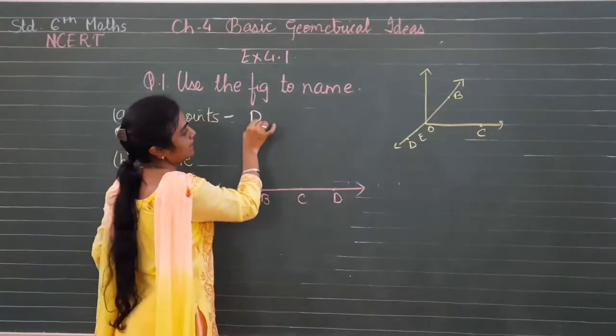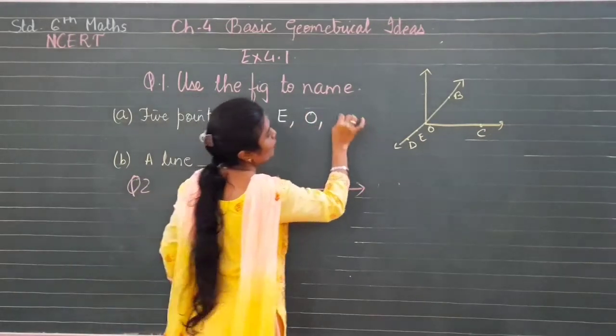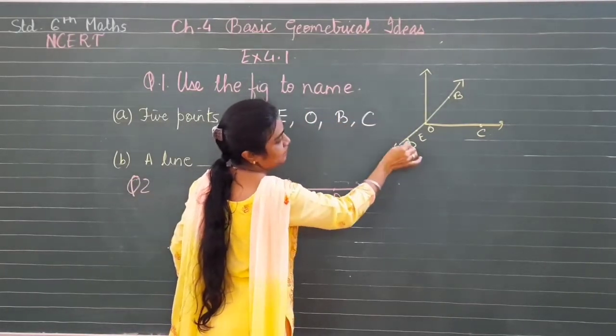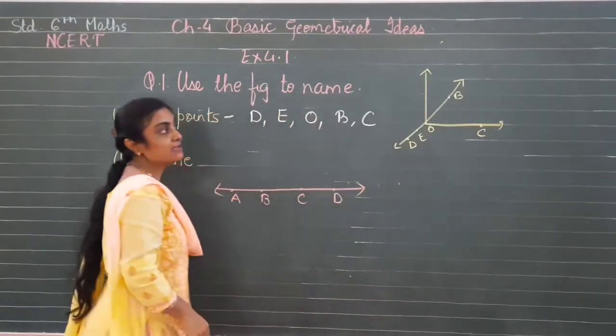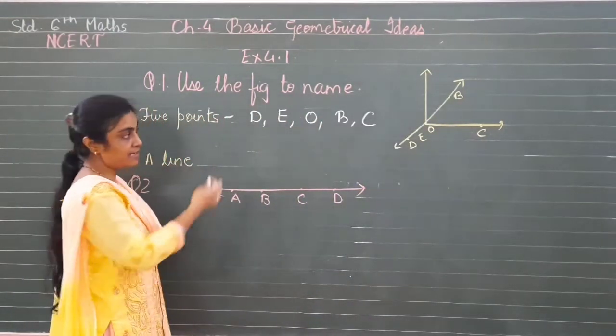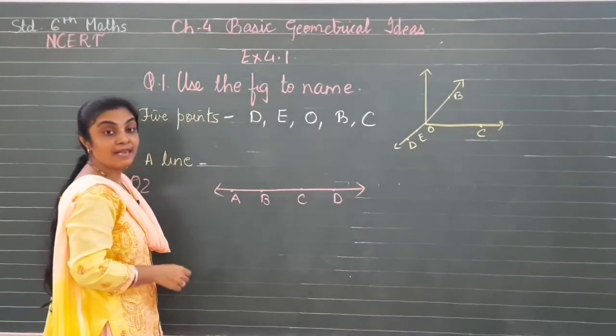Point D, E, O, B and C. These are the 5 points we can see in this figure. Then which are the lines formed?